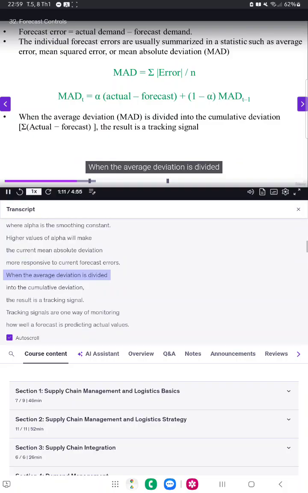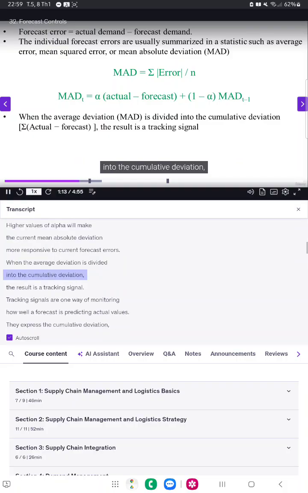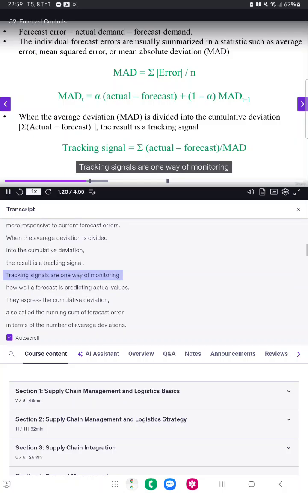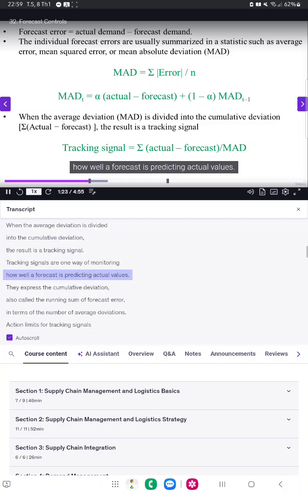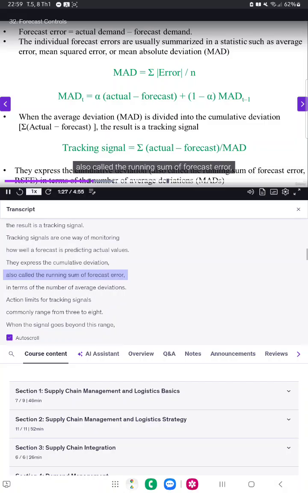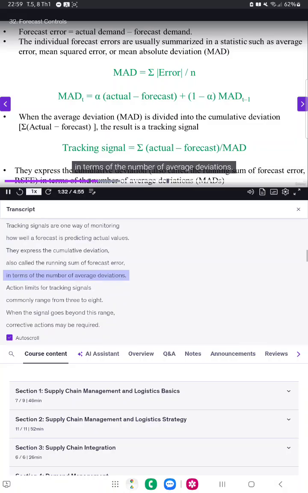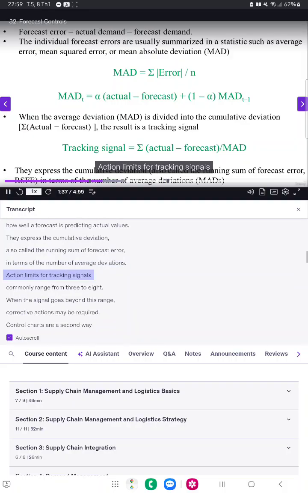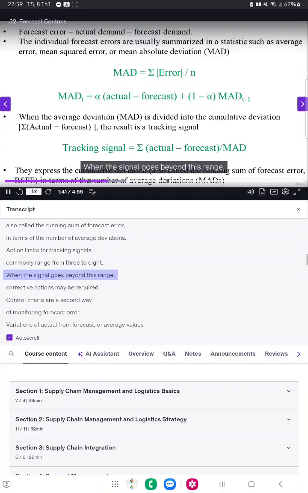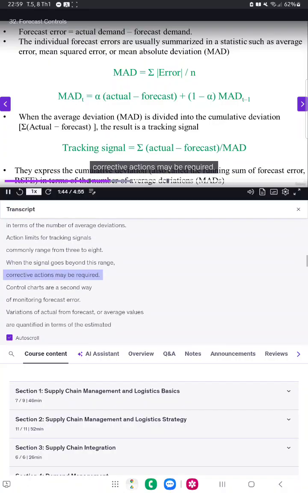When the average deviation is divided into the cumulative deviation, the result is a tracking signal. Tracking signals are one way of monitoring how well a forecast is predicting actual values. They express the cumulative deviation, also called the running sum of forecast error, in terms of the number of average deviations. Action limits for tracking signals commonly range from 3 to 8. When the signal goes beyond this range, corrective actions may be required.